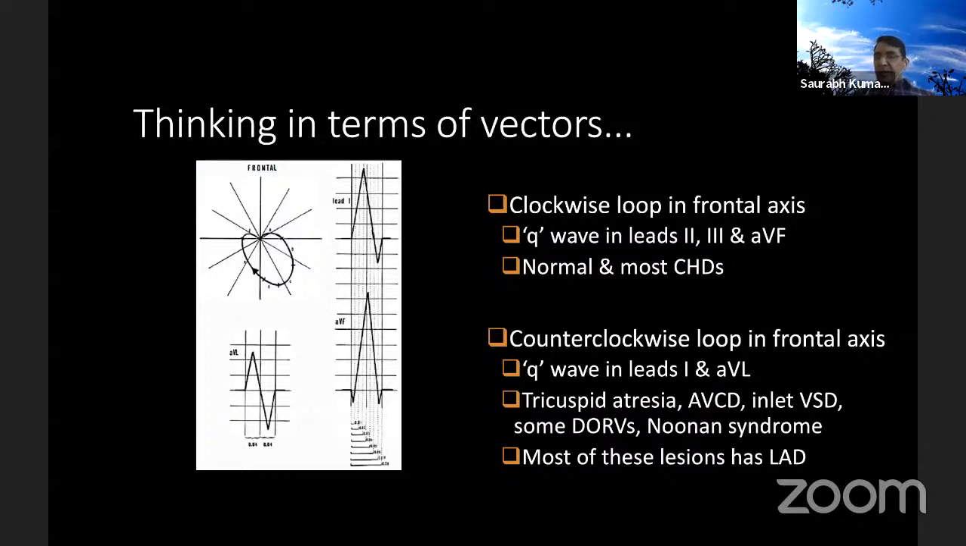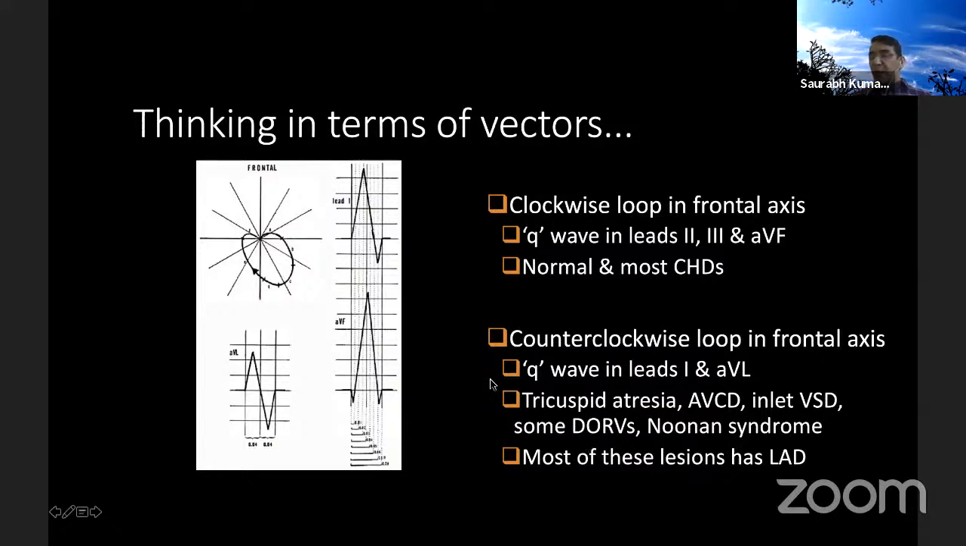Now, in terms of vector, normal frontal activation pattern is clockwise, and therefore we get Q waves in inferior leads, and this is the finding in normal and most of the congenital heart diseases. But if it is the other way around, like if it is counterclockwise with the Q wave in lead 1 and aVL, we should be thinking of tricuspid atresia, AV canal defect, inlet VSD, some of the DORVs, and Noonan syndrome. And to make things easy for us, most of these lesions are having left axis deviation.